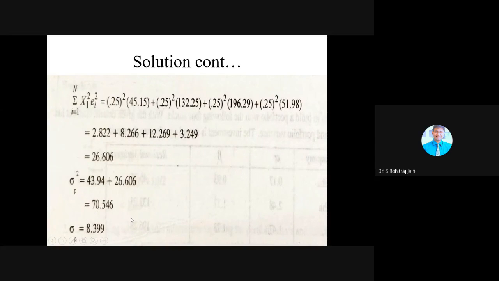Though in the question they have not asked me to calculate the standard deviation of the portfolio, for your understanding and explanation, we have solved it. Sigma P is what? Very simple. Square root of 70.546, which is equal to 8.399. So this was the problem we had discussed in the last class. So till here, everyone has understood the previous problem, so that I can go for the next problem, students.